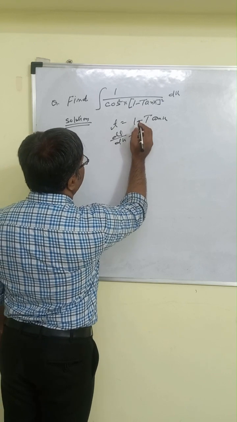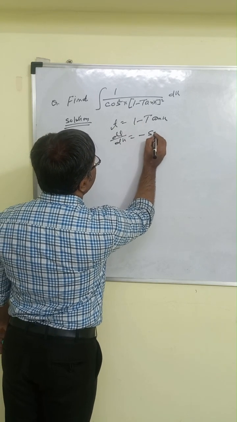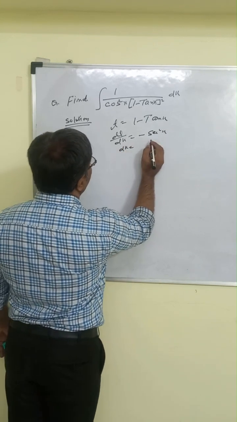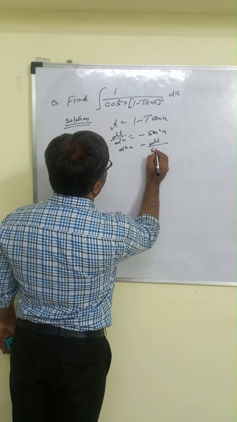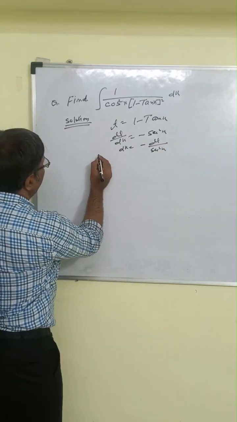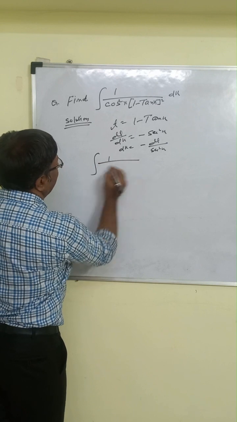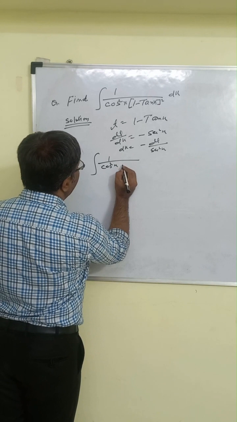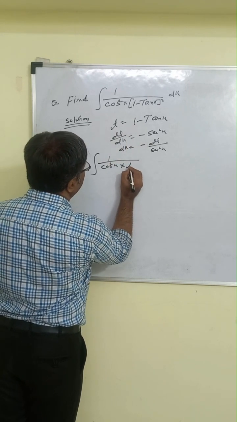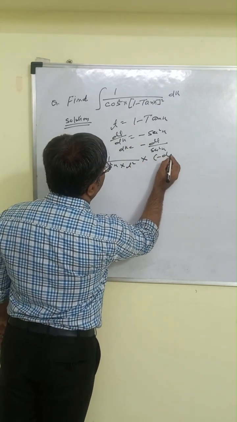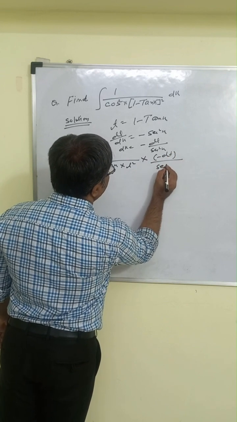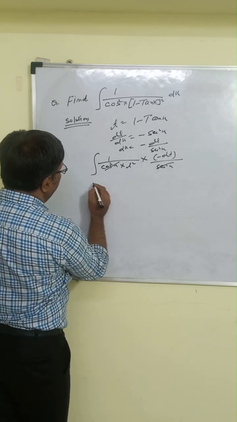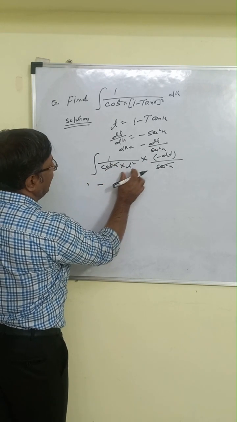So we will get dt by dx. The derivative of a constant is 0, so we will get minus sec square x. So we can write dx equal to minus dt upon sec square x. So now we can write the integration of 1 by cos square x, and 1 minus tan x is t, so this is t square, and dx is minus dt upon sec square x. So cos square x into sec square x is 1. So we will get minus 1 by t square dt.